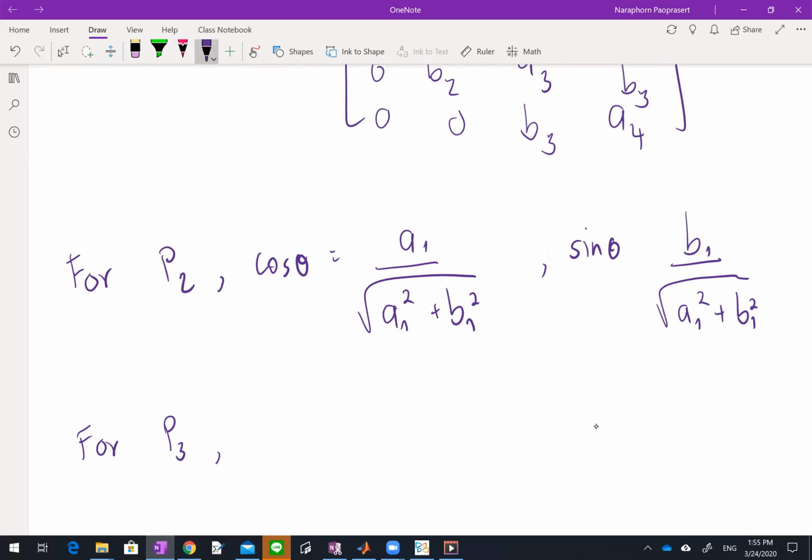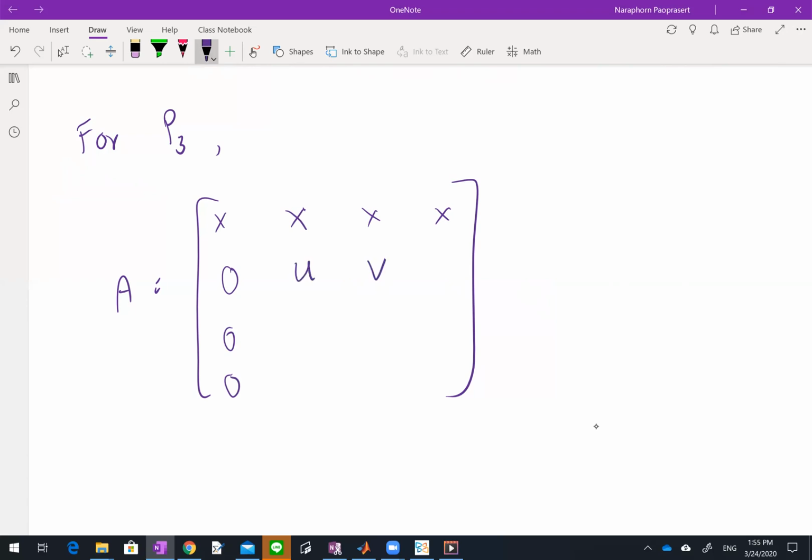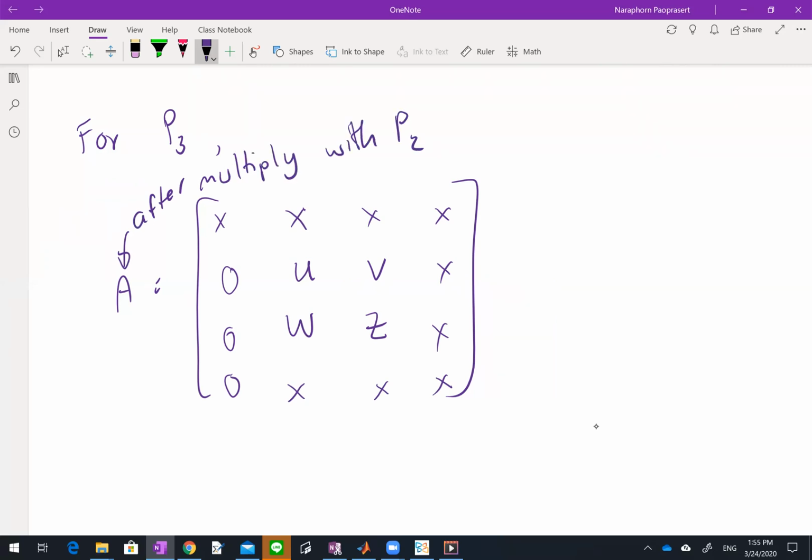then your A is going to change. Your A is going to be something like that. So you're going to have whatever values here, and these are going to be all 0. Okay, and now you have something like U, V, W, Z. So these are going to be the values that you have for the new A, right? After multiplying with P2, this is what you have.